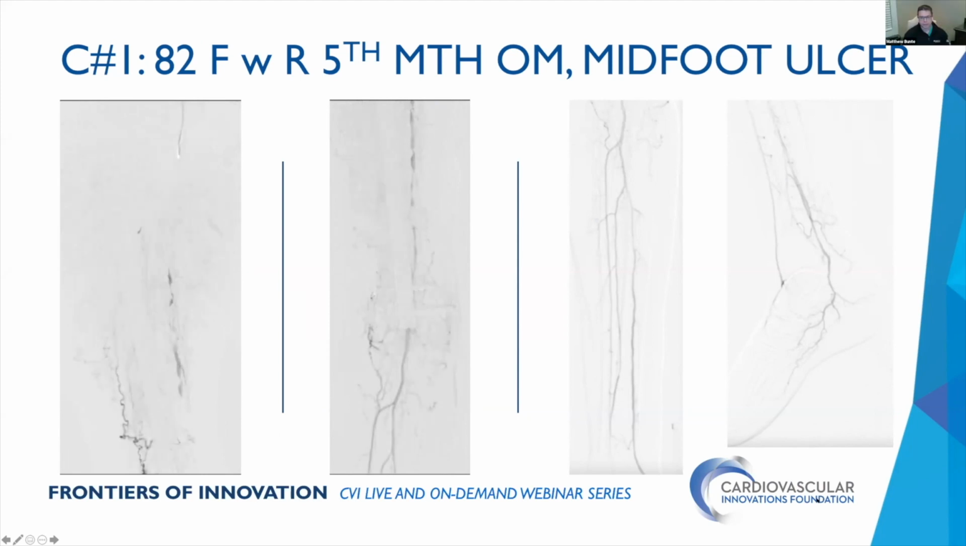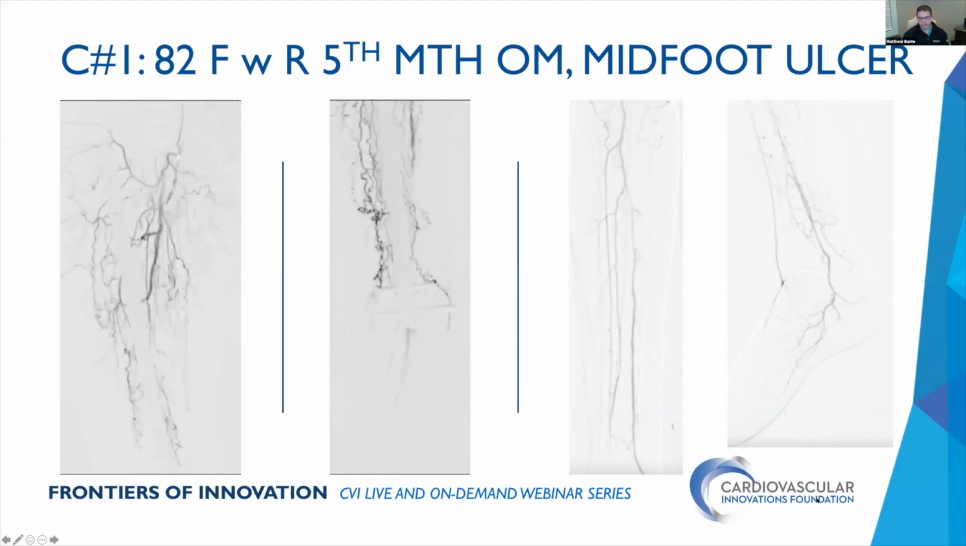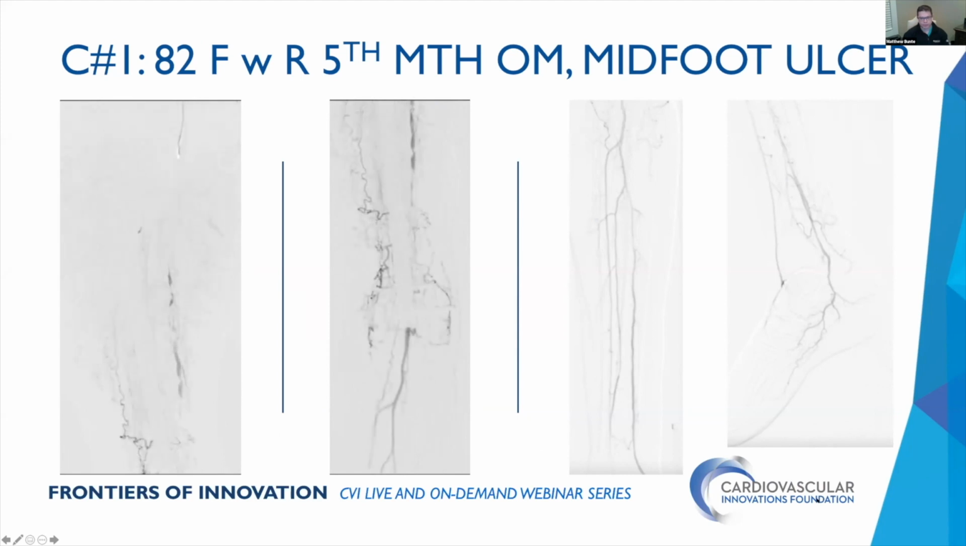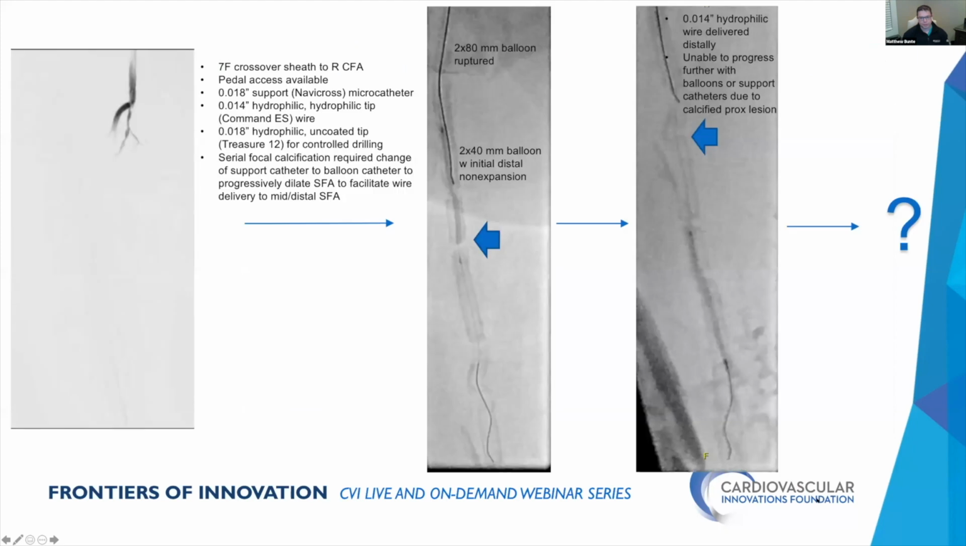She had reasonable runoff, as you can see, below the knee and kind of midfoot. There was some evidence of microvascular disease. You can see there's a heavily calcified and long chronic occlusion of the SFA into the popliteal artery. And so we took this lady to the lab.